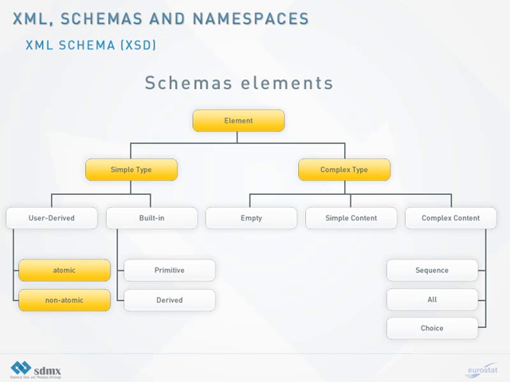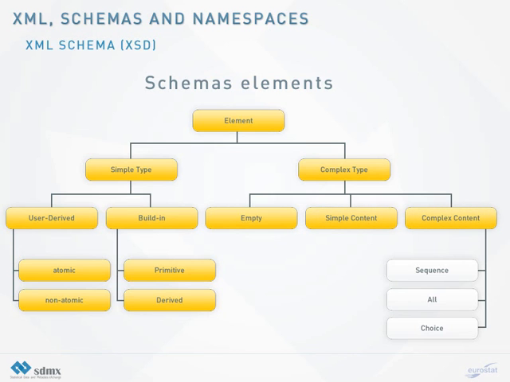One simple type can be atomic or non-atomic, if it is user-derived. And in the case of being built in, the possible values are primitive or derived. In the case of a complex type, it can be empty, simple content, or complex content. Only in the case of complex content, it can be a sequence, all, or choice.